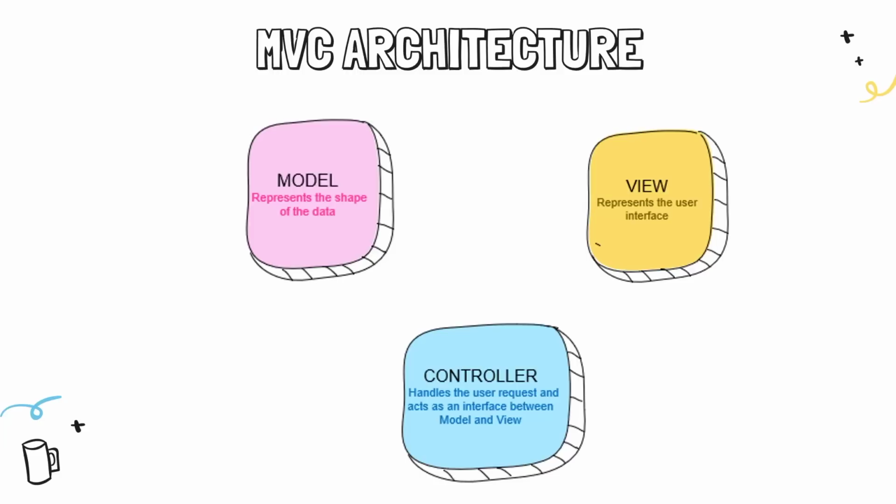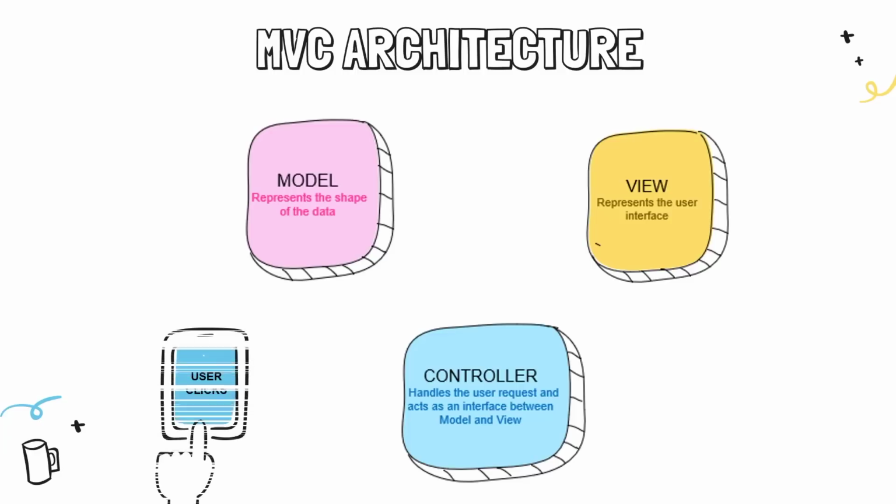So controller acts as an interface between model and view to process all the business logic, and it manipulates the data using model and interacts with the view to render the final output. This is just a brief overview of how model, views, and controller works. So let's say if a user clicks on a button, controller is the first thing that will receive that request.